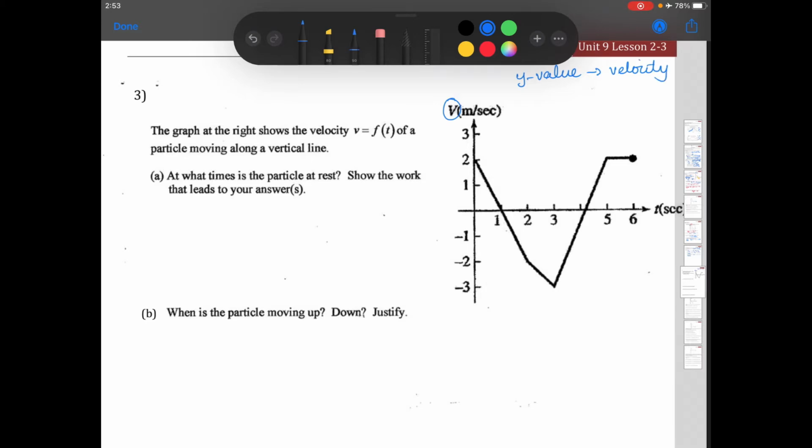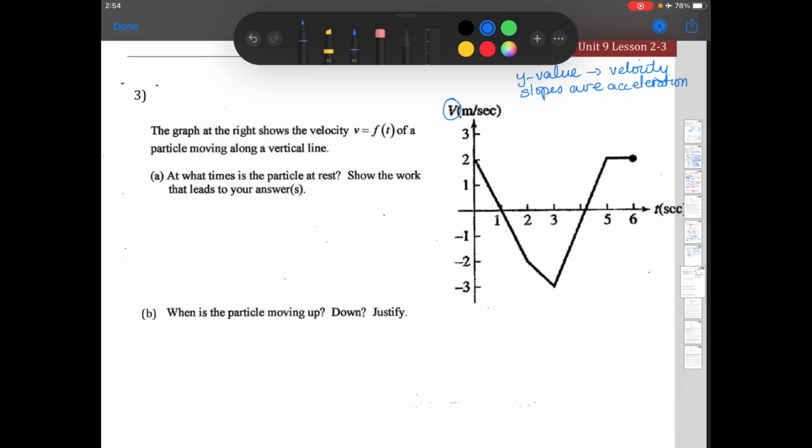And your slopes are your acceleration. That helps you find the answers to the questions you're looking for. So it's telling you the graph at the right shows the velocity v equals f of t of a particle moving along a vertical line.